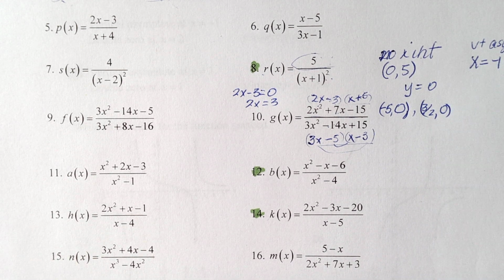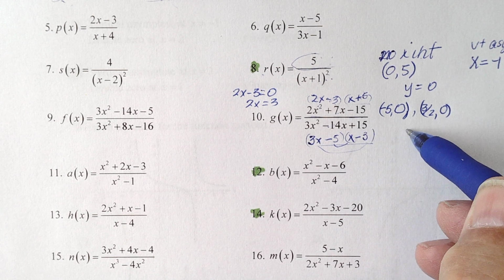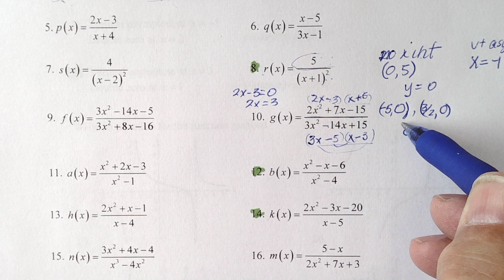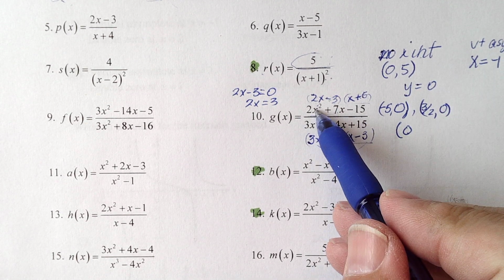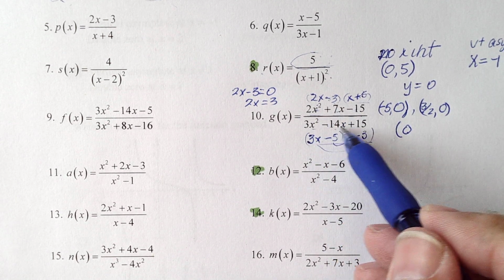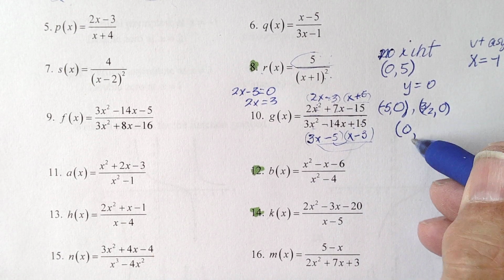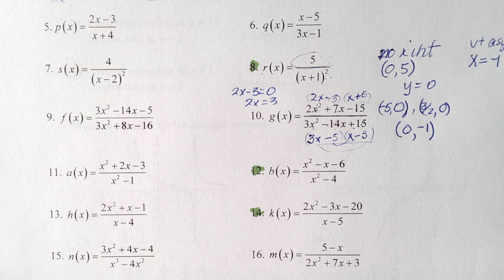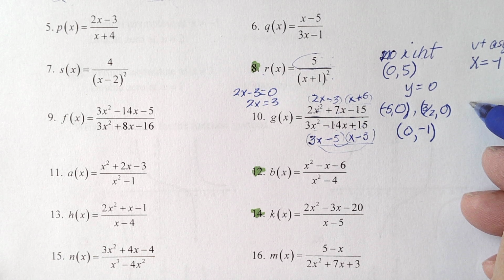So x-intercepts, y-intercept. If I put in 0 for x, I get 0, 0, minus 15, 0, 0, plus 15. Minus 15 divided by plus 15 is -1. And vertical asymptotes.